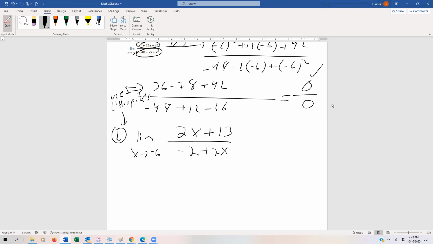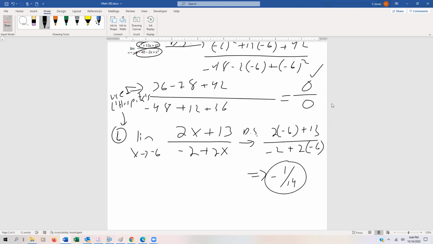Now we can go ahead and substitute -6 in. So now we're going to try direct substitution. That's going to be 2 times -6 plus 13 divided by -2 plus 2 times -6. And that's going to yield -12 plus 13 is 1, -2 minus 12 is -14. So we're going to end up with negative 1/14.